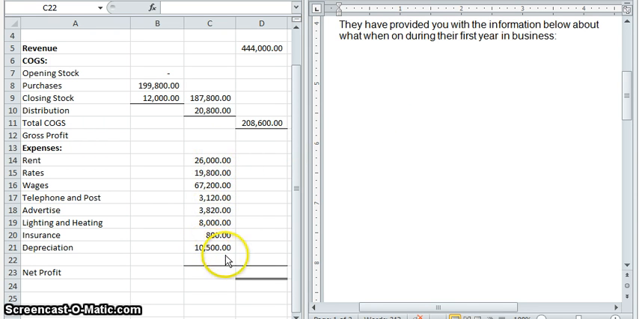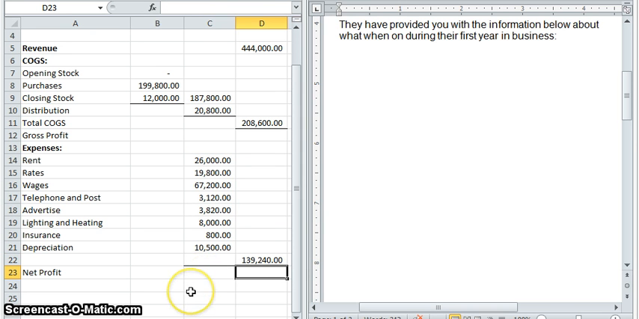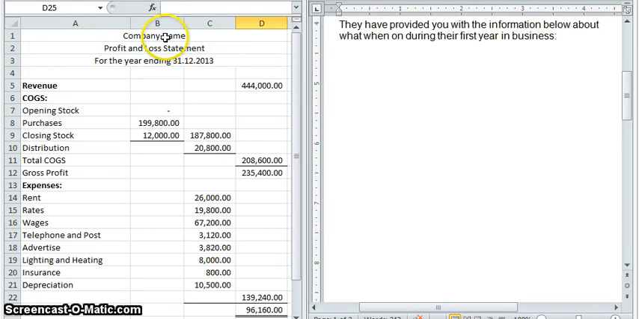So we have all of our expenses, and so we need to add them up. So we're going to use a function of sum and add up all of these items. Finally, to calculate our net profit, first we should do our gross profit. Remember, that is our revenue minus our COGS, or cost of goods sold. And then our net profit is our gross profit minus our total expenses, which in this case, and as you can see it has a double underline under it, is £96,160. So with the information that was provided to us, we can say that this company has made, in this year ending December 31st, 2013, this amount of money.